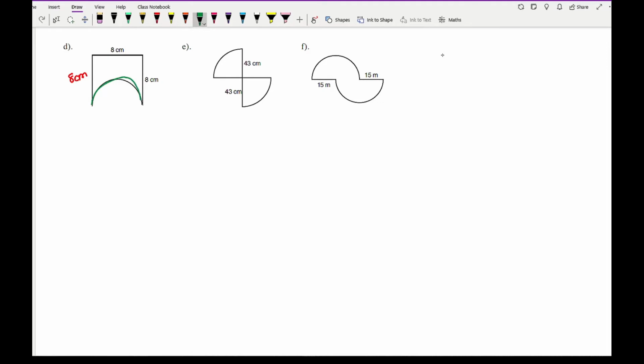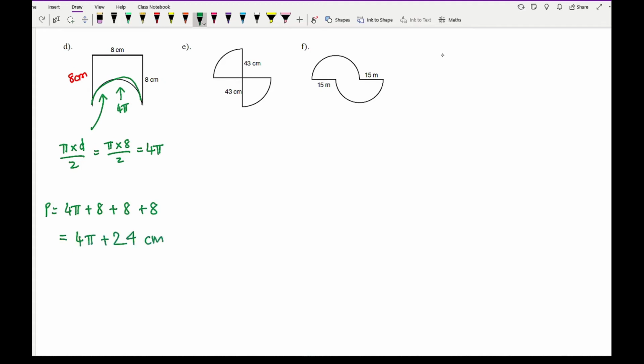Now to work out the length of that semicircle, it's going to be pi times the diameter divided by 2. And the diameter is going to be 8, so it's pi times 8 divided by 2, which equals 4 pi. So this length here is 4 pi. So now I know the lengths of all of those 4 sides. Then the perimeter is going to be 4 pi plus 8 plus 8 plus 8, which gives me 4 pi plus 24 centimeters, and that is my answer in terms of pi.